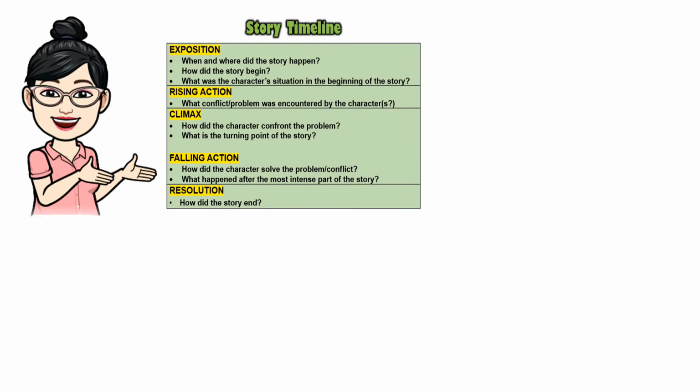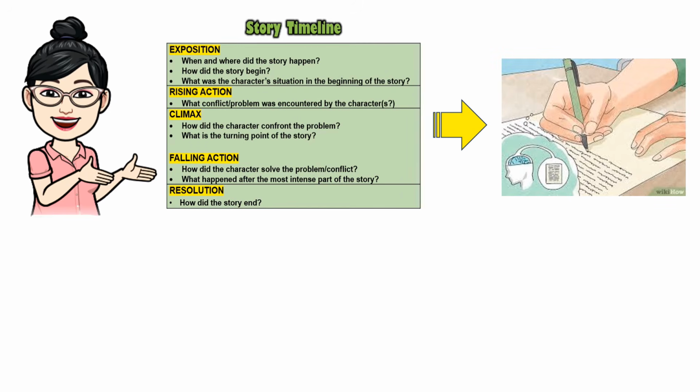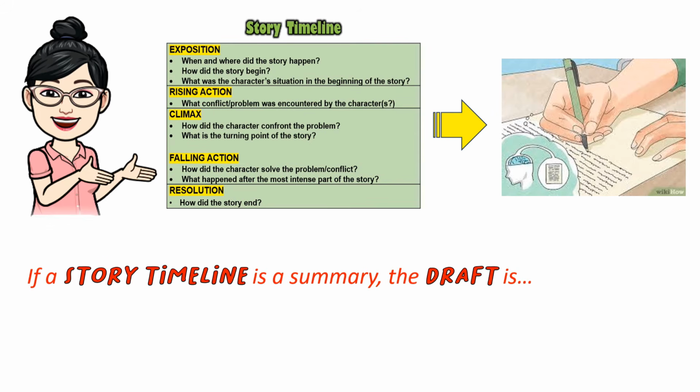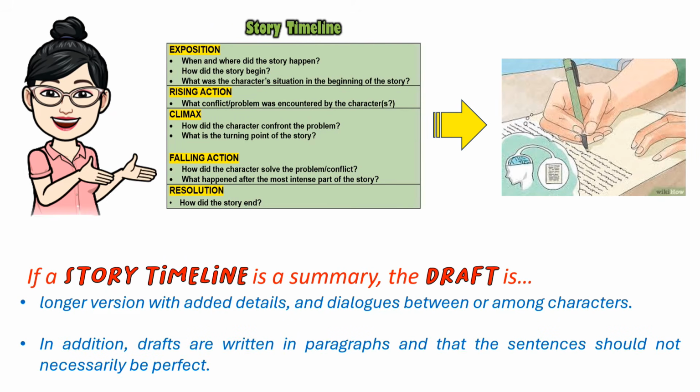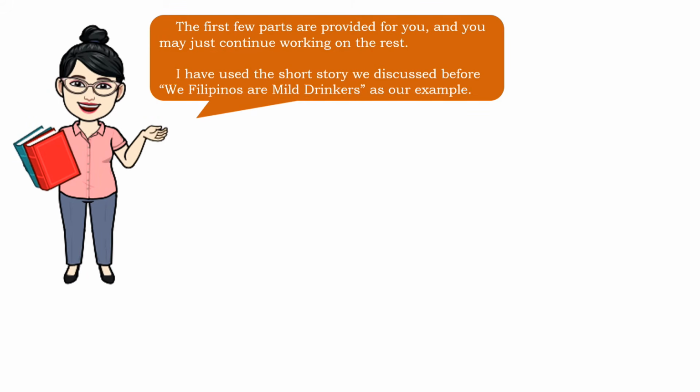Based on this story timeline, you will write the draft of your composition. If a story timeline is a summary, the draft is the longer version with added details and dialogues between or among characters. In addition, drafts are written in paragraphs and the sentences should not necessarily be perfect. The first few parts are provided for you, and you may just continue working on the rest. I have used the short story we discussed before, We Filipinos Are Mild Drinkers, as our example.